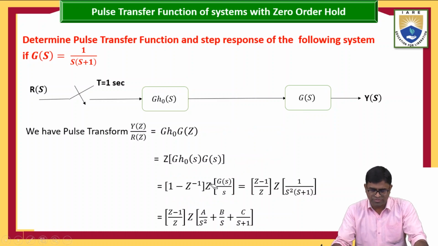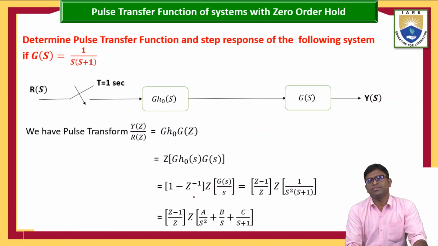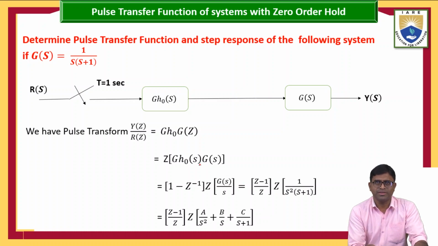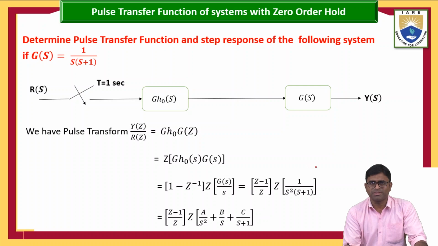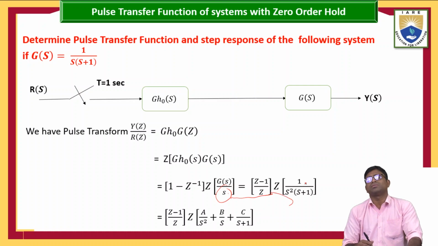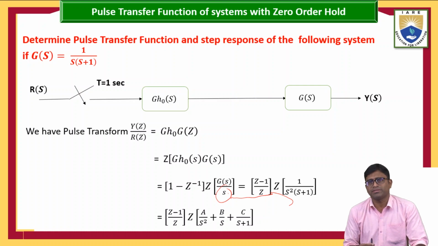For the mathematical calculation, Z inverse is 1 by Z. Taking the LCM, we get Z minus 1 by Z into 1 by S, where G of S is 1 by S into S plus 1. So 1 by S into S plus 1 into 1 by S comes as 1 by S square into S plus 1.